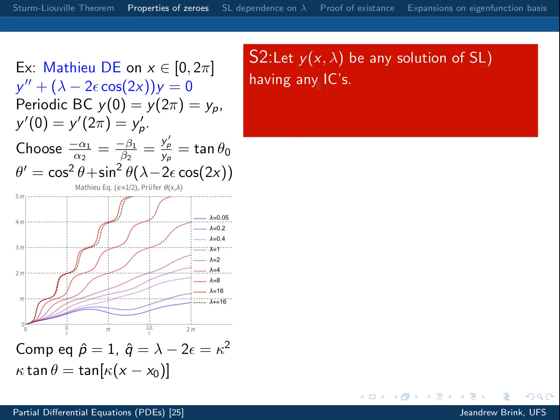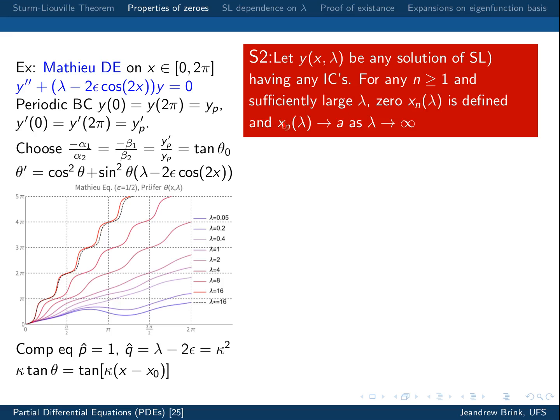So let us say y of x, lambda be any solution to the eigenvalue problem having any initial conditions. Then for n greater than or equal to 0 and sufficiently large lambda, the zero xn of lambda is defined, and xn of lambda approaches a as lambda goes to infinity. So firstly, recall that the zero xn is defined as the point at which the theta function goes past n pi.